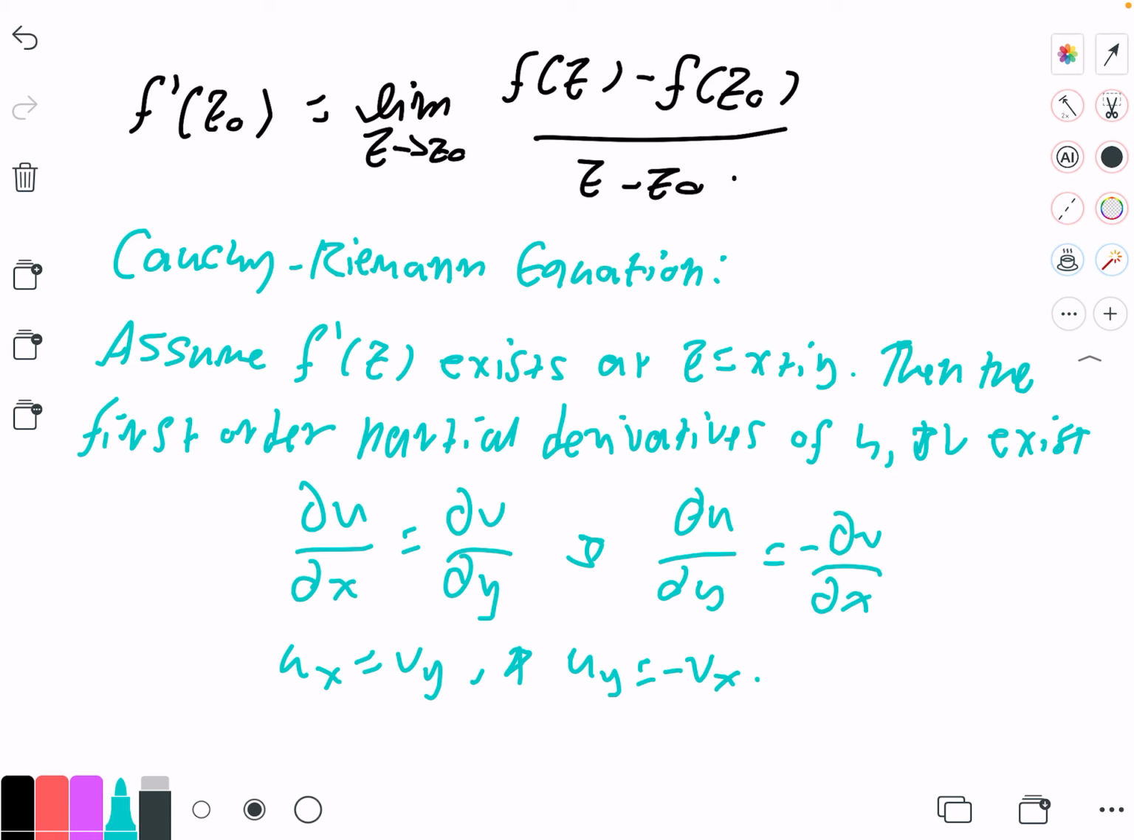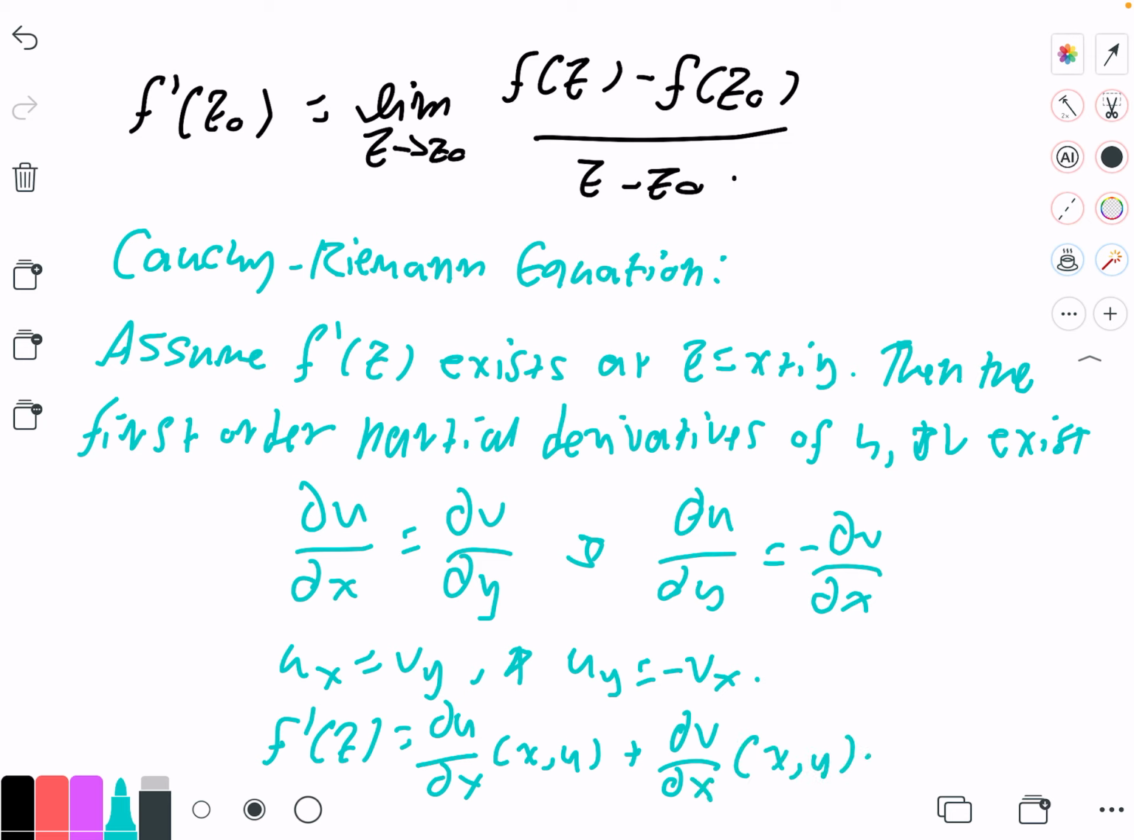Okay? And furthermore, we have one more thing. We can actually express the derivative in terms of these partial derivatives of the component functions. Namely, we have that f prime of z equals du dx of (x,y) plus i dv dx of (x,y). And we are guaranteed that these exist if f is differentiable, like we've stated in this theorem.